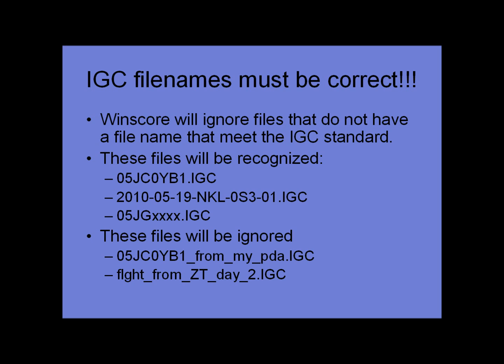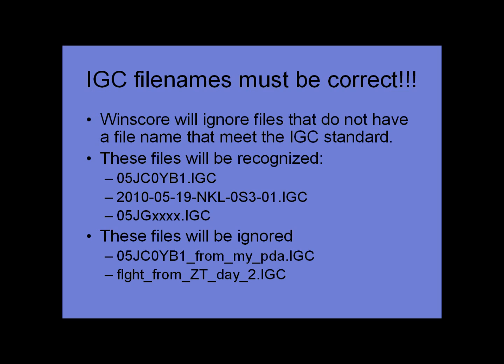The fourth letter is the manufacturer's ID. That's sort of optional. And then the next 4 characters can be anything you want, as long as they don't conflict with any other files you have. But the following files are examples of files that will be ignored by Winscore.